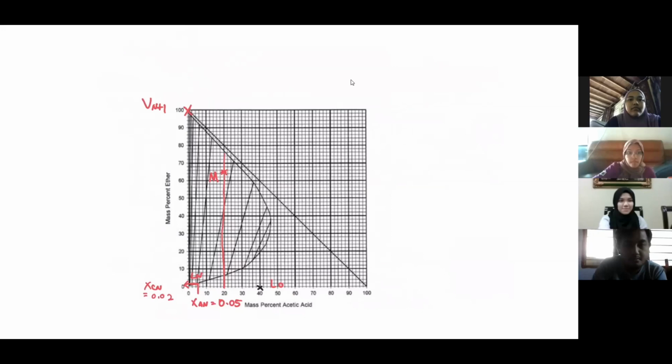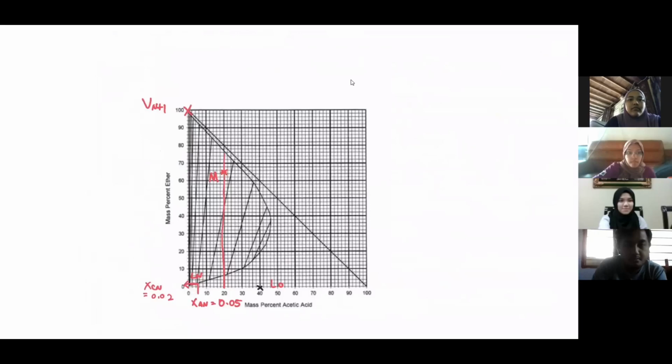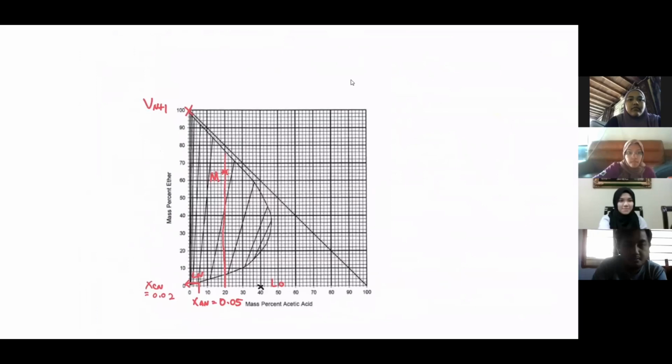what needs to be there? V1, sorry. To find V1, the LN line must pass through M. LN must pass through M. Okay. LN must pass through M. So, you take your ruler from LN through M.